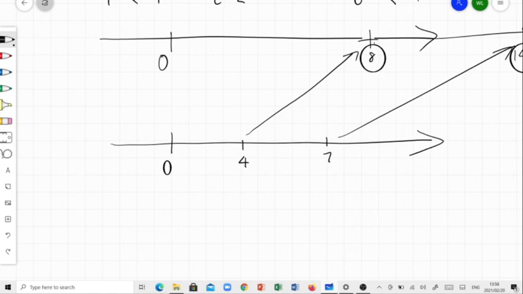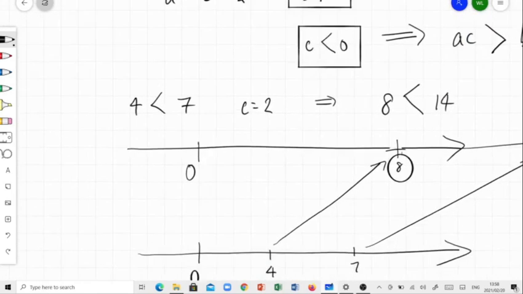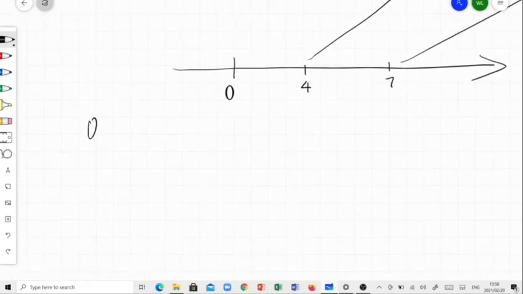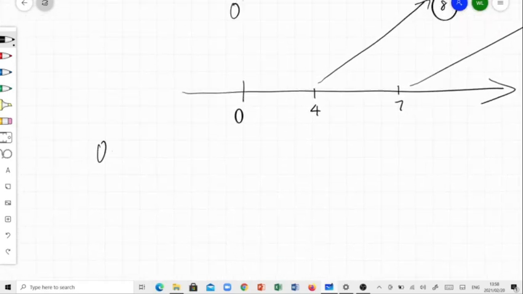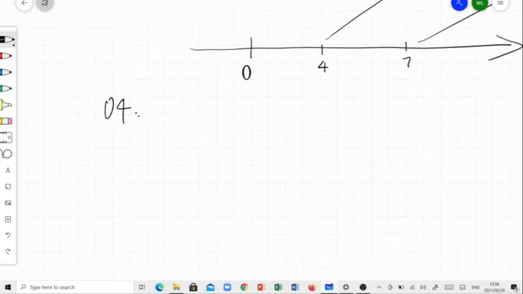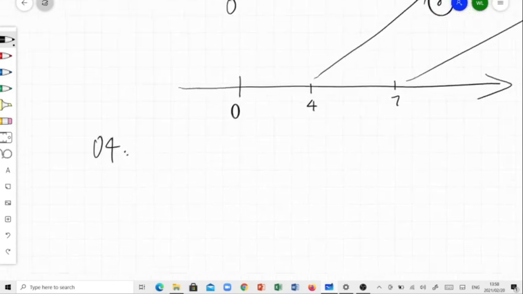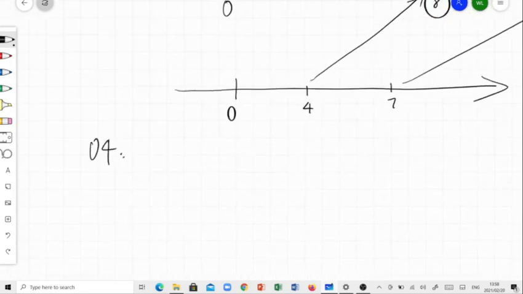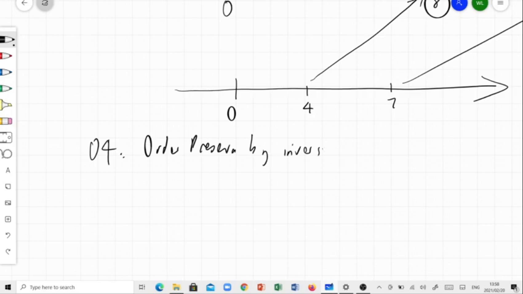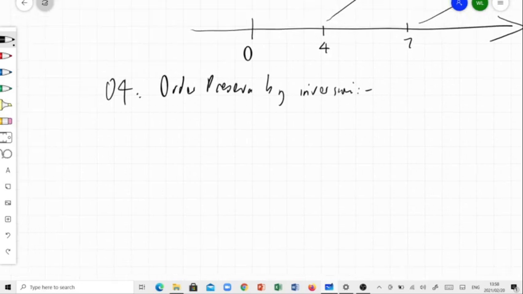So what we now have is our next law, number 4 I think, the fourth axiom, or the fourth commandment that we have to believe in. The fourth commandment or axiom is that we've got order preservation by inversion. This is called positivity preservation.